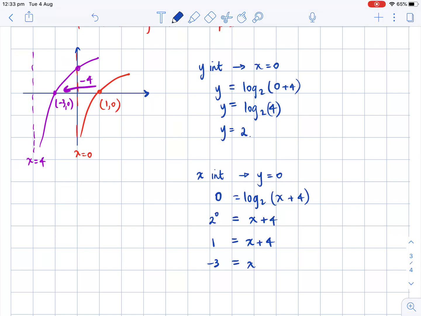Now all we need to do is draw my good copy, or my final detailed graph with all of the intercepts and asymptotes drawn on there. So I'm going to call this value here 2. I'm going to call this value here minus 3. So that's negative 3, 0, and 0, 2. And then I have an asymptote at x equals negative 4.